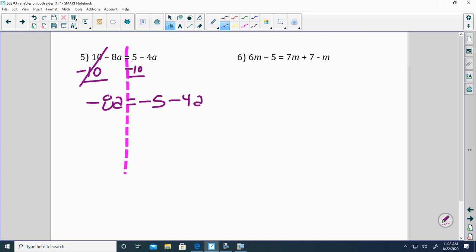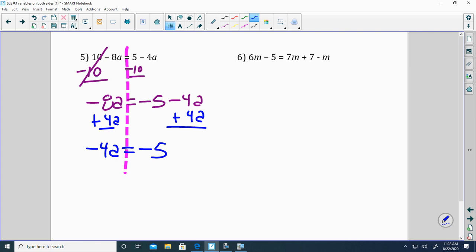Okay, now I want to get a by itself, so now I'm going to add a to both sides. So negative 8 added to 4: something costs $8, you have $4 in your pocket, so you still owe $4, so it's negative 4a, equals negative 5.